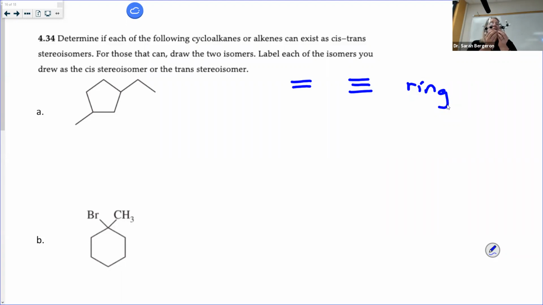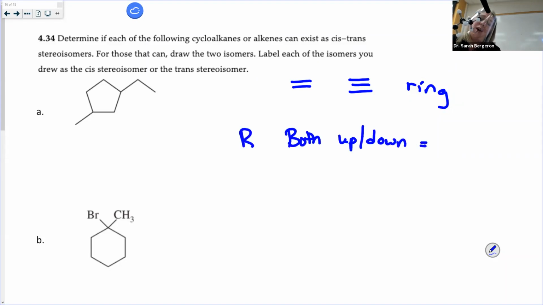And so what you have to say is what's happening with these R groups? Are they both in the same orientation? So if I do this, they're both what? They're both up. If I do this, they're both what? Down. So I don't want to say up and down. I want to say, are they on the same side or are they on different sides? It doesn't matter if they're both down or both up, they're both on the same side. So if they are both up or both down, the R groups on the same side, we call that cis.